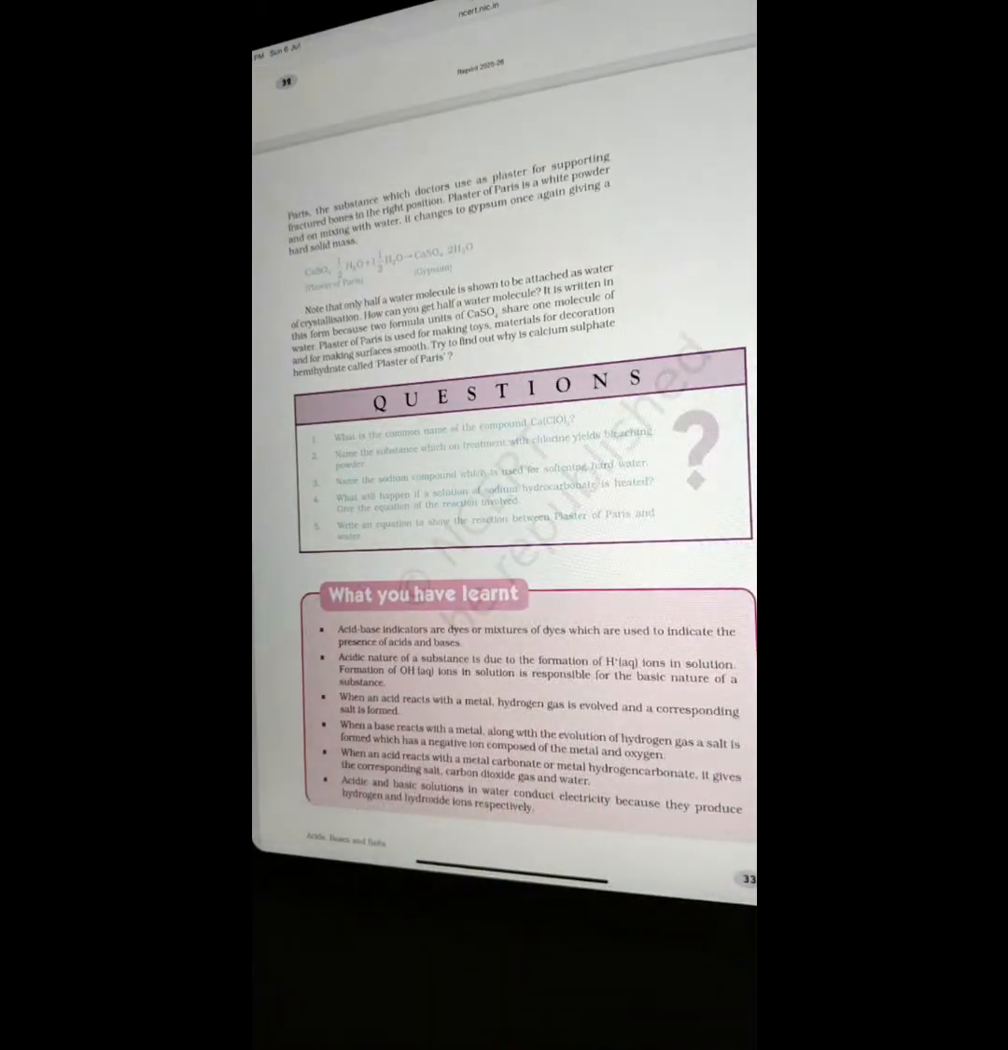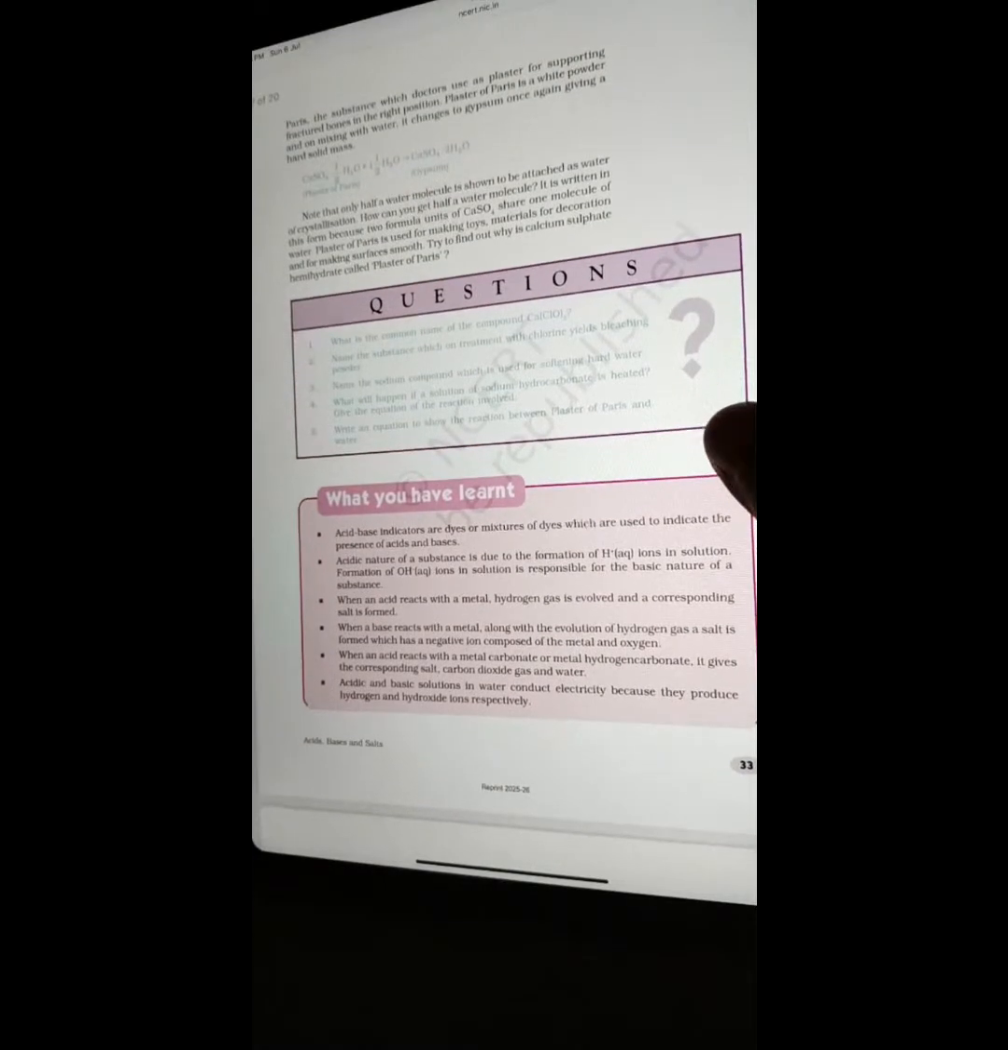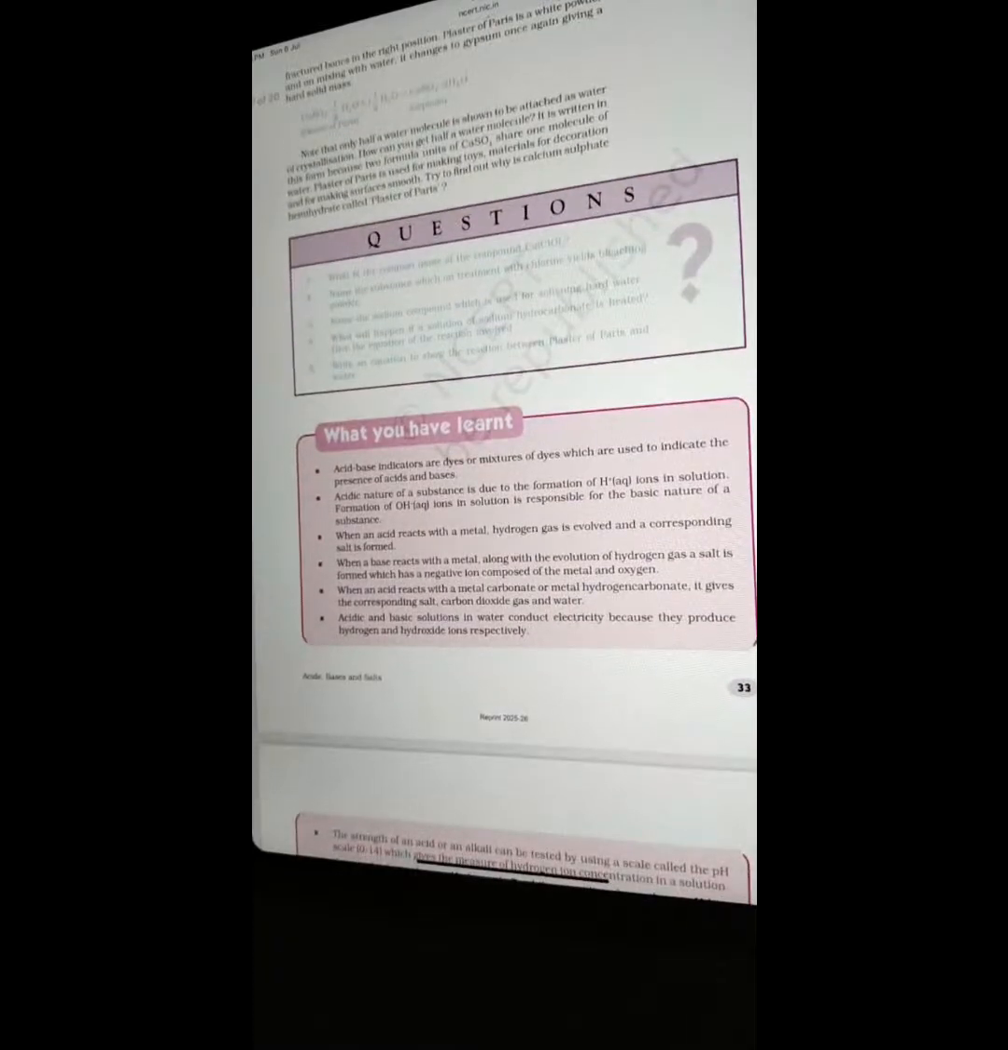In-text questions. Question number 1. What is the common name of the compound CaOCl2? Second, name the substance which on treatment with chlorine yields bleaching powder. Third, name the sodium compound which is used for softening hard water. Fourth, what will happen if a solution of sodium hydrogen carbonate is heated? Give the equation of the reaction involved. Fifth, write an equation to show the reaction between plaster of Paris and water.